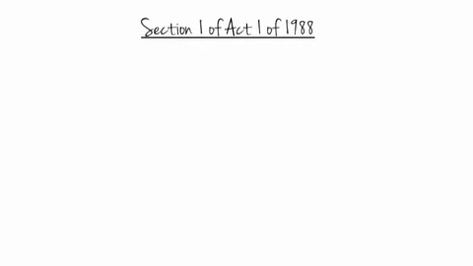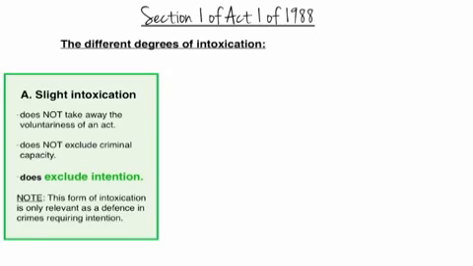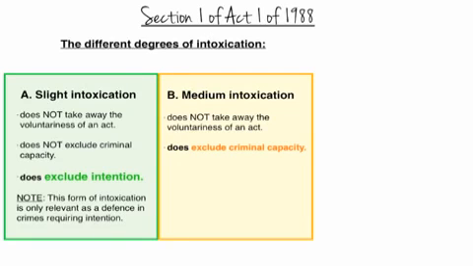According to Section 1 of Act 1 of 1988, we have the following different degrees of intoxication. A. Slight intoxication does not take away the voluntariness of an act, and it does not exclude criminal capacity. But slight intoxication does exclude intention. Note that this form of intoxication is only relevant as a defense in crimes requiring intention. B. Medium intoxication. This does not take away the voluntariness of an act. It does, however, exclude criminal capacity.